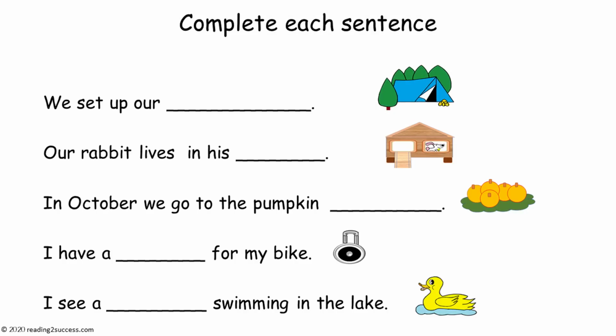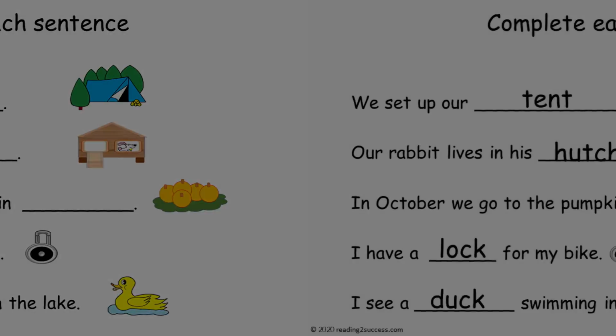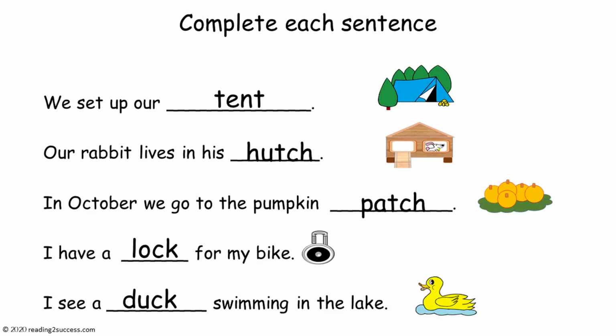Now have kids complete each sentence. With the kids, read each sentence. We set up our blank. Look at the picture. It is a tent. It is a word we already studied and has a digraph NT. Have them write that word and then continue with the rest of the sentences. This is a completed example. Now have kids read each sentence and then underline the ending digraph in each word.